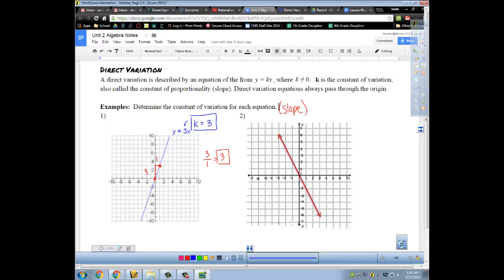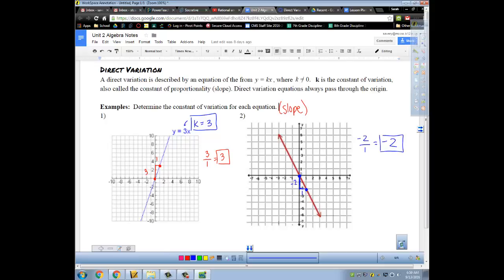So if we look at number 2, the equation is not given to us this time. So we pick 2 points, so I'm going to pick 0, 0 again, and 1, negative 2. And you can do rise over run, so start with your left point. Figure out how many did you rise. You rose a negative 2, and you ran 1. So that's negative 2 over 1, which is negative 2.